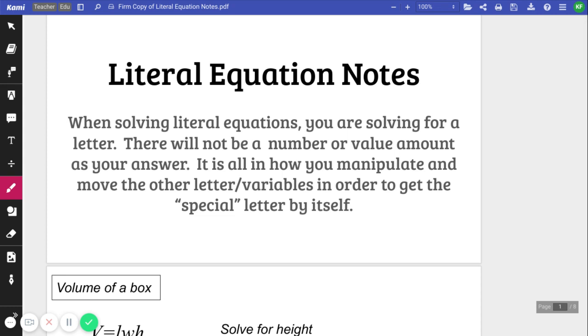So when we were solving just regular old equations, we would always get like x equals 4. Or when we did inequalities, we'd get x is less than or equal to 5. When we're solving literal equations, it's really just moving things away from the variable you're solving for. And they don't really go away. It's just like regrouping everything to one side versus the other. So it's all about how you manipulate and move the other letters and variables in order to get the special one by itself, the one you're looking for specifically.